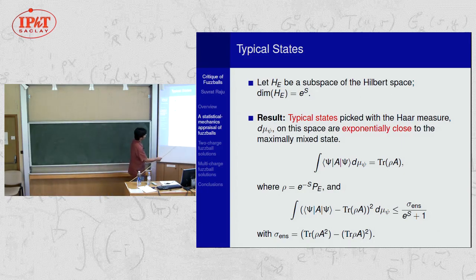If you take this expectation value in any state, you subtract off this mean expectation and you square it, so you're looking at the deviation from this mean expectation, then this deviation is exponentially suppressed. Okay? It's exponentially suppressed by this factor, which is this ensemble fluctuation divided by the dimension of the Hilbert space. And the ensemble fluctuation, which is something that will appear again in my talk, is just given by the fluctuations of this observable in the maximally mixed state. Okay? So this is the statement that typical states picked with the Haar measure are exponentially close to the maximally mixed state.